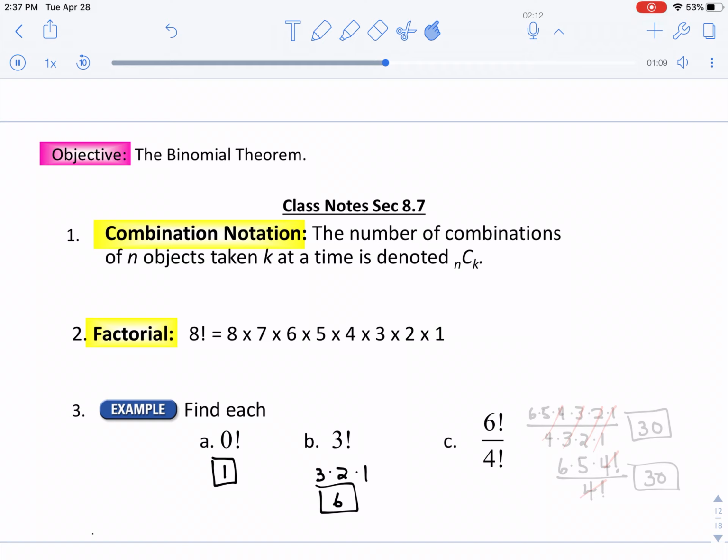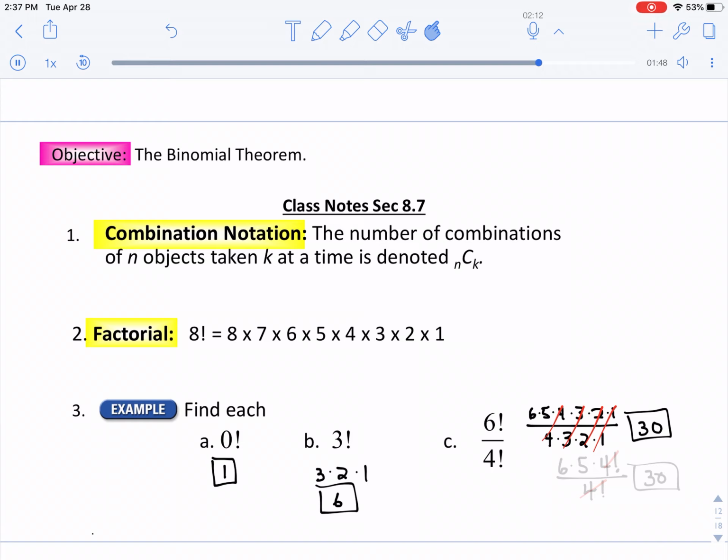Now this one, I'm going to show you 2 different ways of doing it. So 6 factorial is in the numerator. That's 6 times 5 times 4 times 3 times 2 times 1. Then in the denominator, you have 4 factorial, which is 4 times 3 times 2 times 1. Now, since it's all multiplication in both the numerator and the denominator, we can reduce. And when we reduce, the 4's reduce, the 3's reduce, the 2's reduce, and the 1's reduce, and we're left with 6 times 5. 6 times 5 is 30, and 30 is the answer.